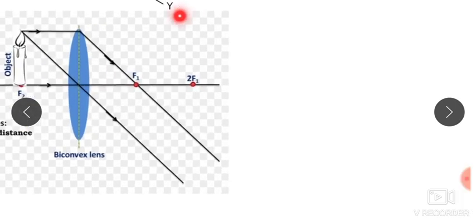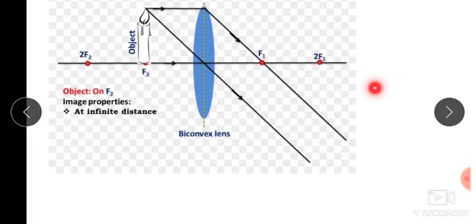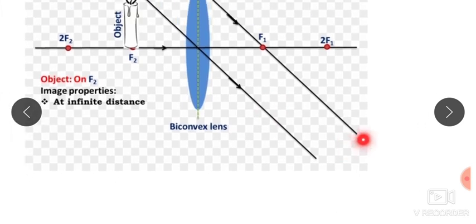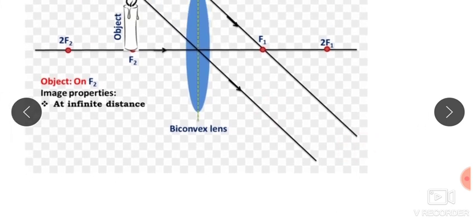Then where will the image be formed? When we keep the object at the principal focus, the image is formed at infinity. These two parallel rays meet at infinity, so the image is formed at infinity, highly magnified, inverted, and real.